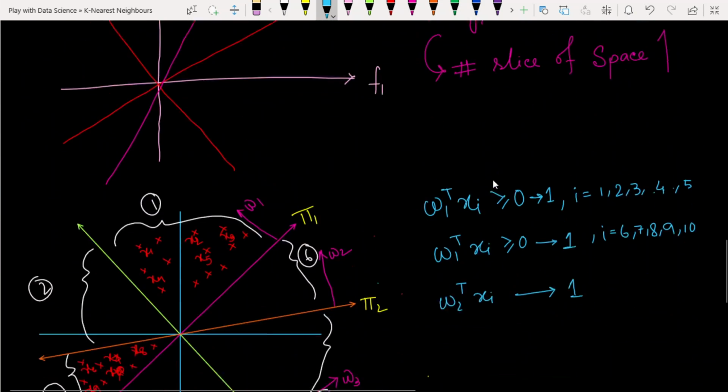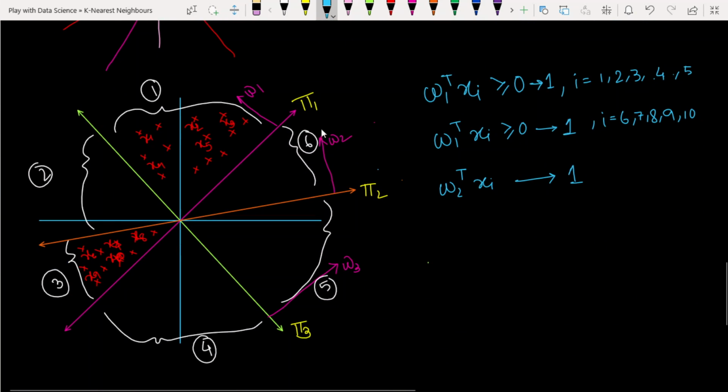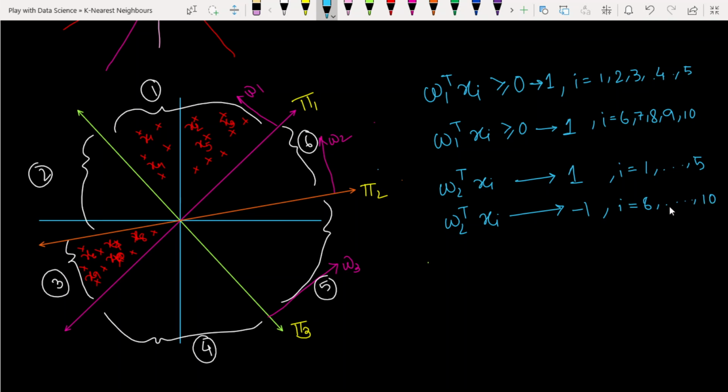Okay, it will be 1 because the directions of the w2 and all the points for i equals 1, 2 to 5 are the same, but w2 transpose xi will be -1. For what i? Its i will be 6 to 10. This side, because the w2 direction is this side, just see the pi2 plane, w2 direction is this side, where the plane does the point of these x2 to x10 is in this side. This value will be -1.